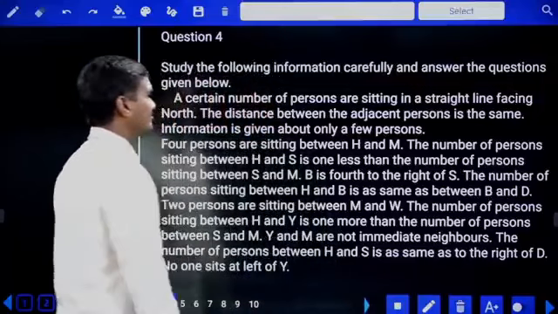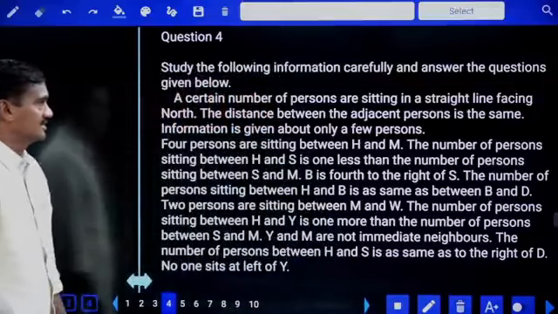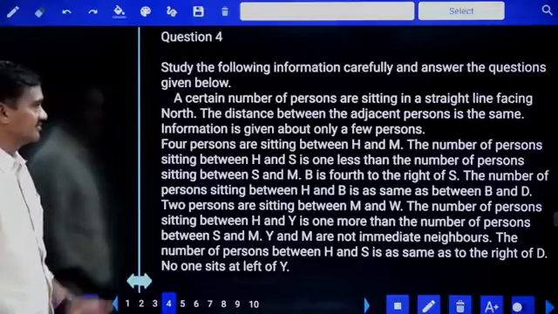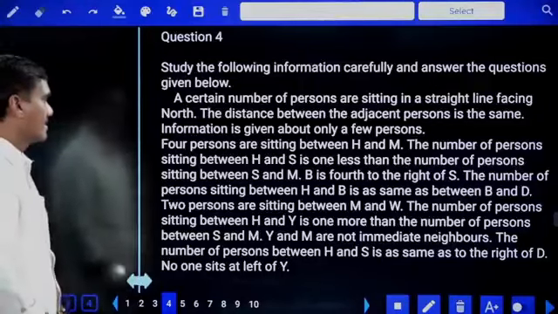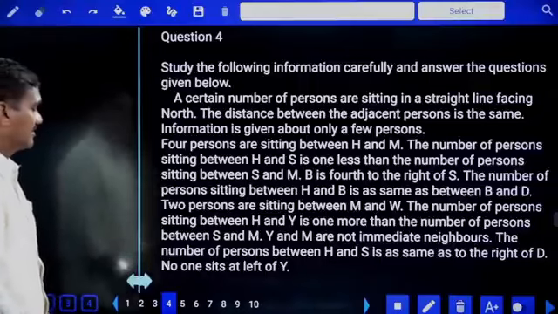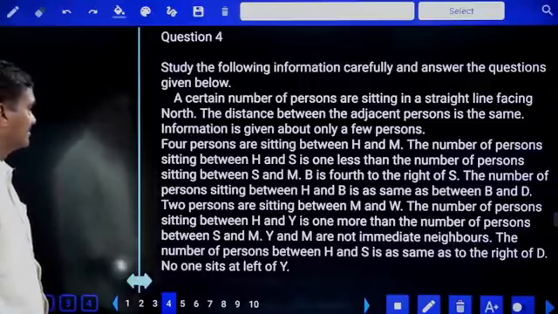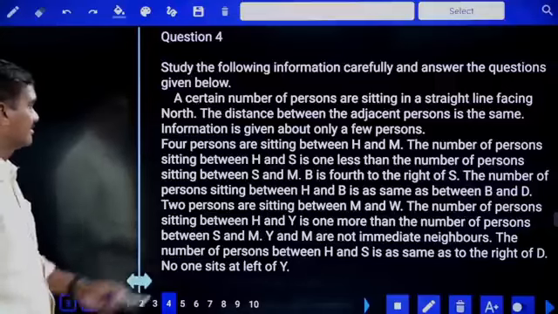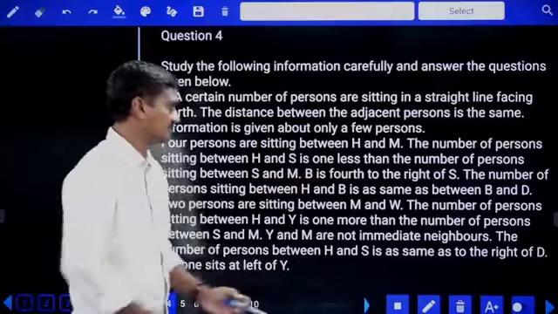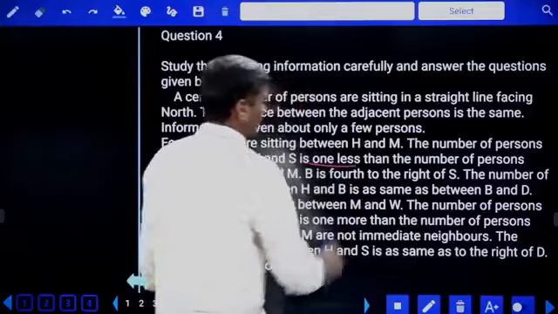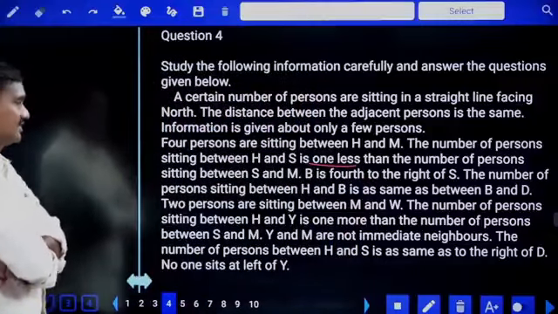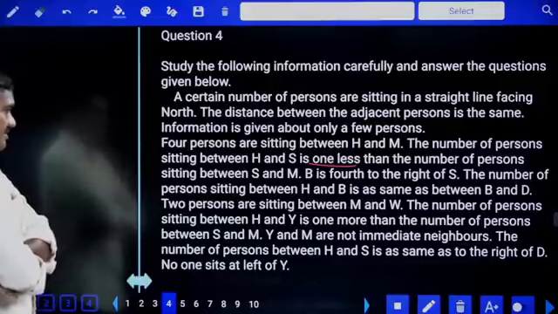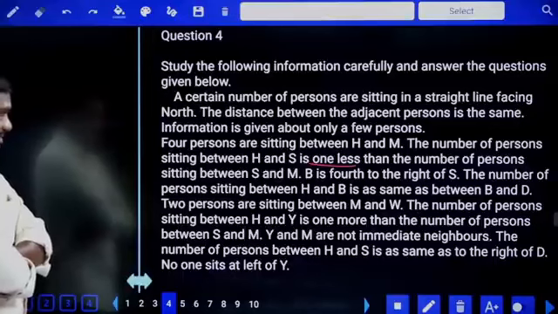Set number 4. Now in this set number 4: a certain number of persons are sitting in a straight line facing north. The distance between the adjacent persons is same. Information is given about only a few persons, then start working on this one. 4 persons between H and M. Number of persons sitting between H and S is 1 lesser than the number of persons between S and M. This is a crucial statement. B is fourth to the right of S. Number of persons between H and B is same as B and D. 2 persons are in between M and W.